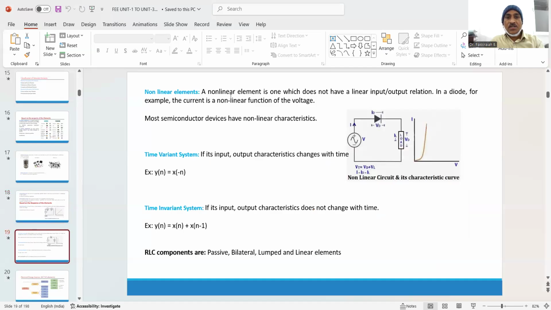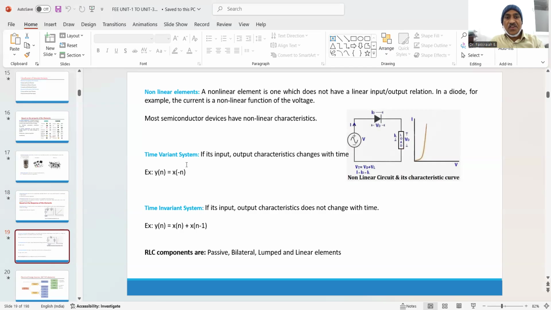A non-linear element is an element which doesn't obey Ohm's law, or whose VI characteristics are not in a straight line. Those elements we call non-linear elements. Like you see here, the VI characteristics are not linear like a ramp signal. They are in a somewhat irregular shape. So example for the non-linear elements, you could see diode here.